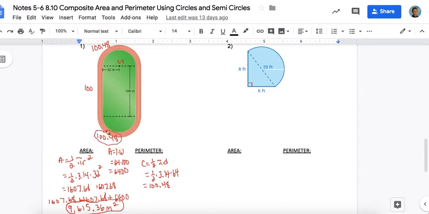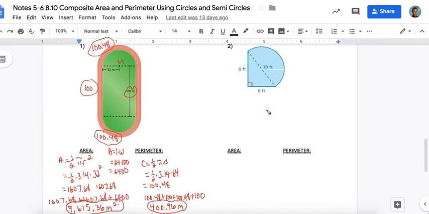So we have this one, we have this one, and this one. So we're going to do 100.48 plus 100 plus 100.48 plus 100. And when I add all those up, I get 400.96. If I rounded to the nearest tenth, I would actually get 401 whole. So we're going to label this meters for perimeter.